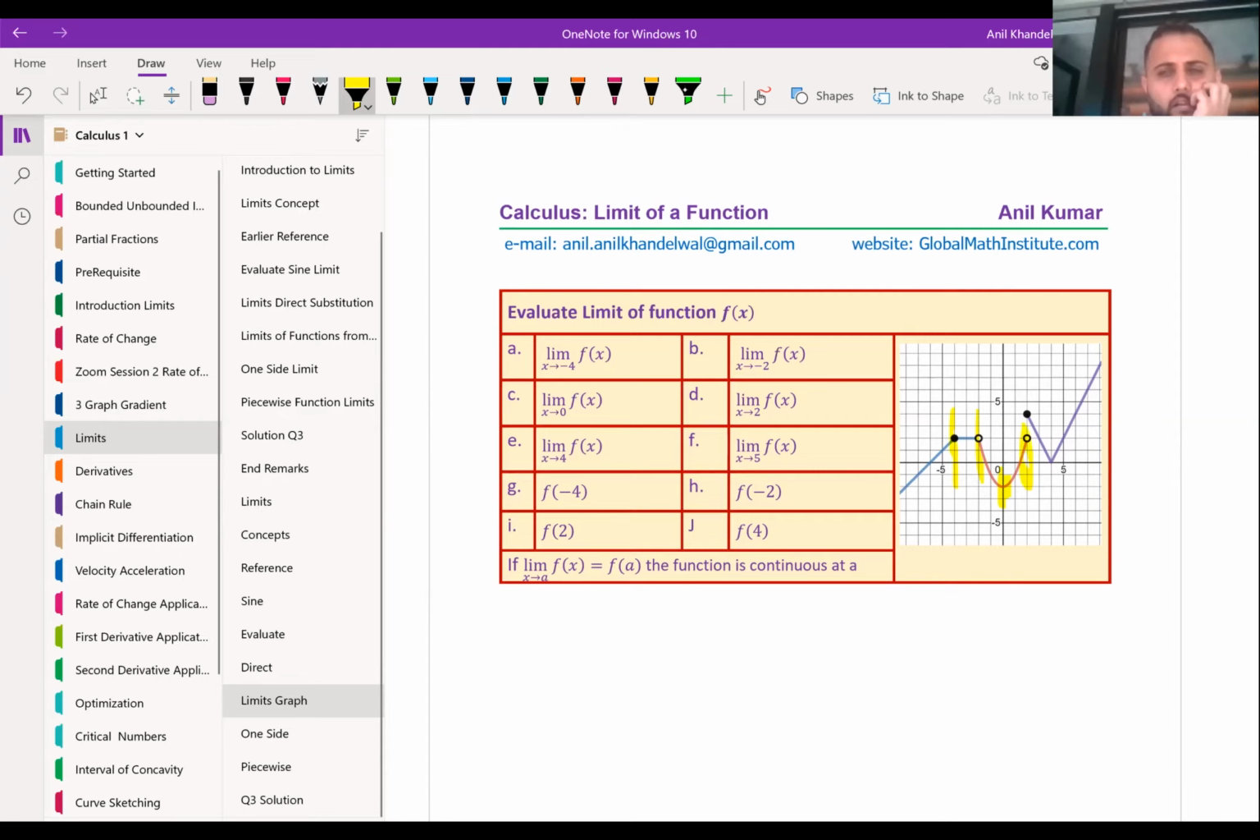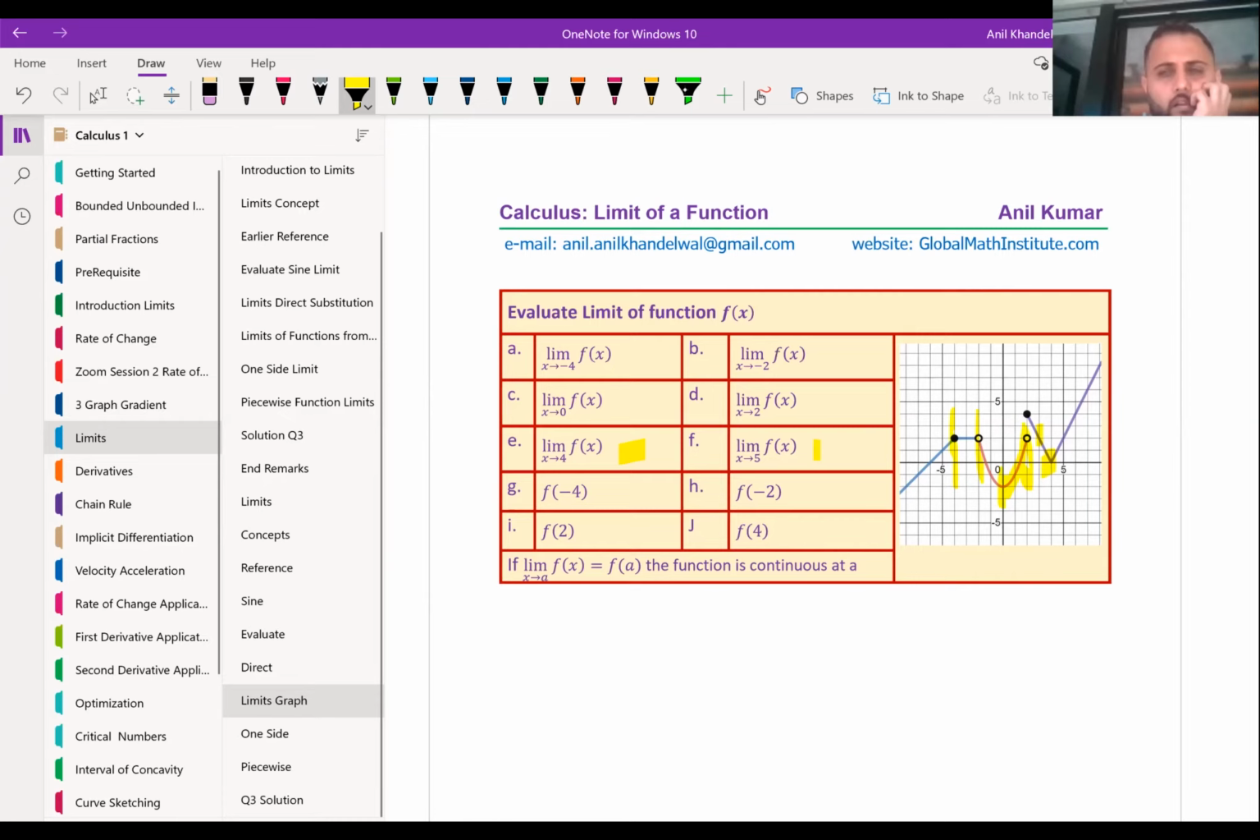Does not exist, because when you approach from the left side, you're approaching the hole. From the right side, you're approaching the filled in circle. The values are 2 and 4. They don't match, and therefore, does not exist. Perfect. Now at 4, what is the answer? It is a continuous function. So the value at 5 is 0.